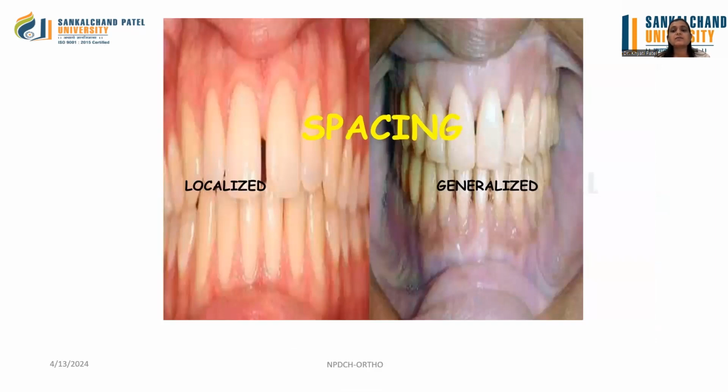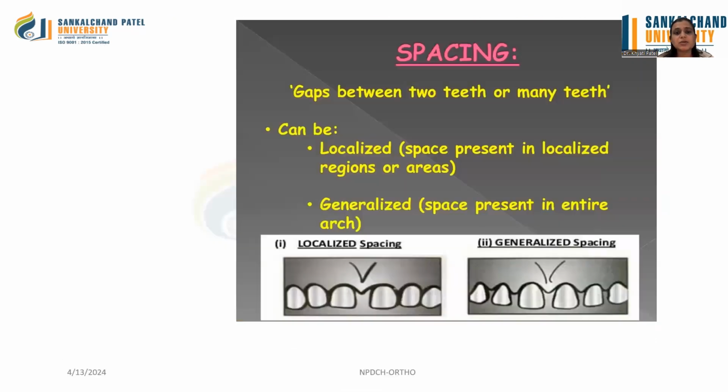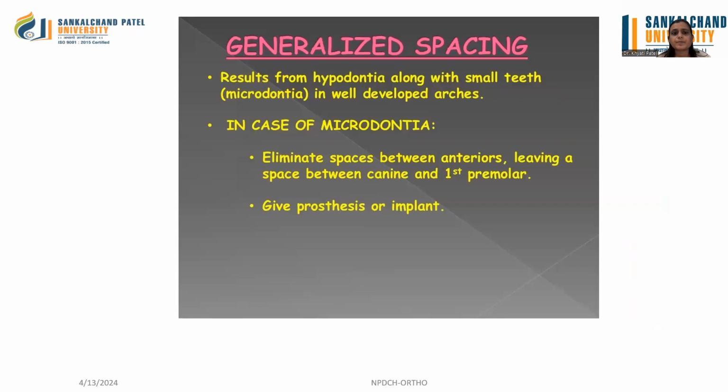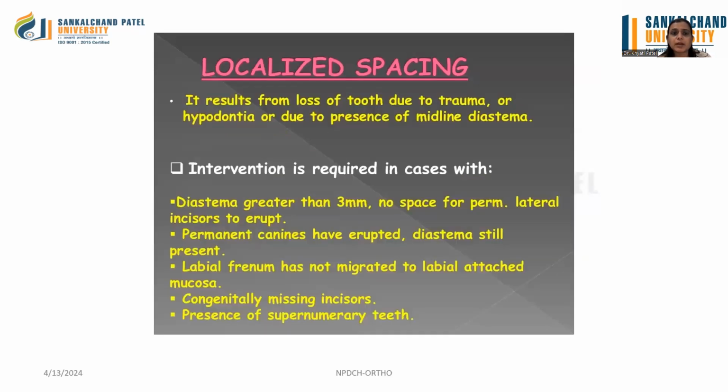Now comes to the class 1 malocclusion with the spacing. It may be localized like midline diastema and it may be generalized. What is spacing? It's a gap between the teeth. So it can be localized, meaning in a localized area, and it can be generalized. In generalized cases, it usually results from the hypodontia along with the microdontia in a well-developed arch and sometimes it may be due to enlarged tongue. In case of microdontia, we need to eliminate the space between the anteriors, leaving the space between canine and first premolar. Sometimes it requires prosthesis and implant also.